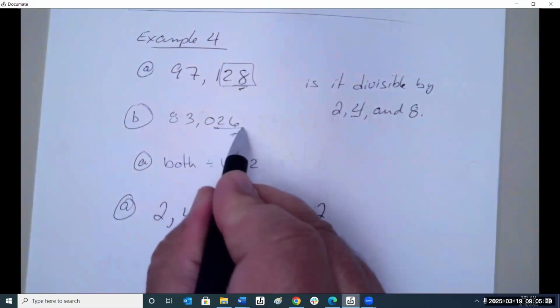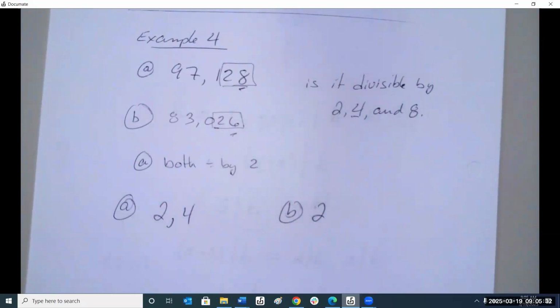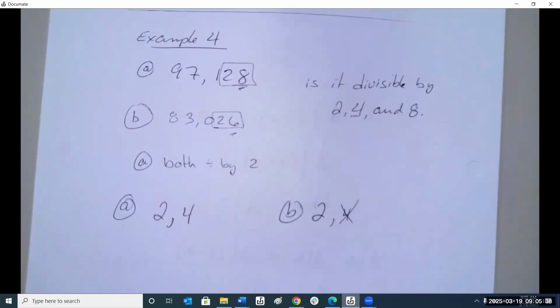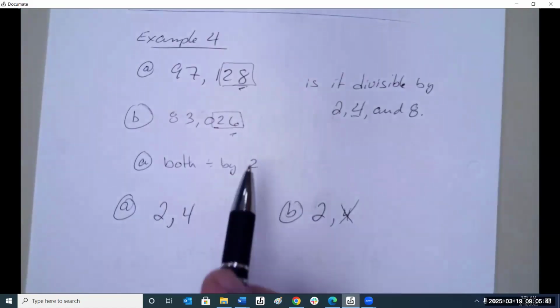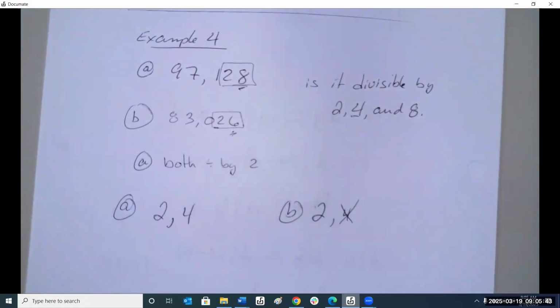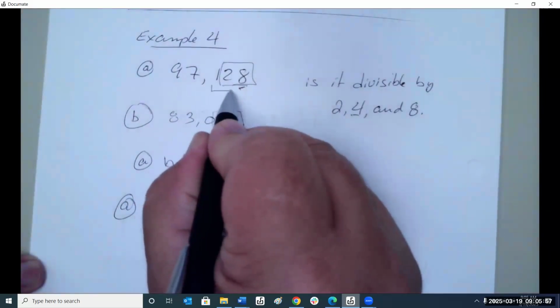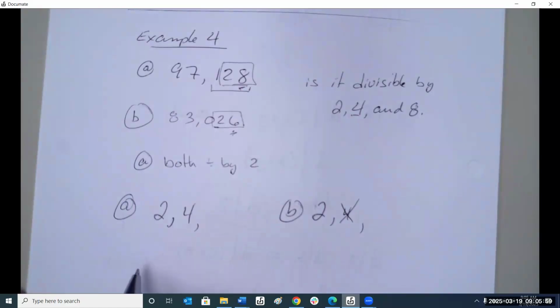How about 26? Is it divisible by 2? 13. Is 13 divisible by 2? No. So that one's not divisible by 4. So I can't divide 26 twice. And 8. The last 3 digits, are they divisible by 8? So 128. Is 128 divisible by 8?